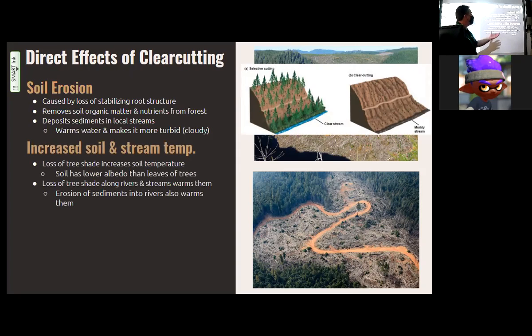You also are going to increase your temperature. Increased temperature is going to change things. You get rid of the shade. Soil has lower albedo. That means it reflects less stuff. It's going to absorb more heat. Absorbing more heat changes the ecosystem.